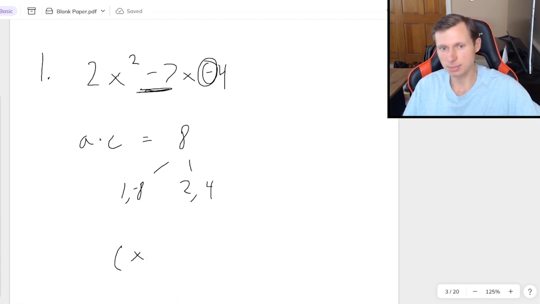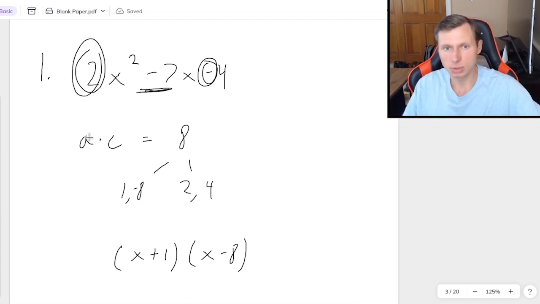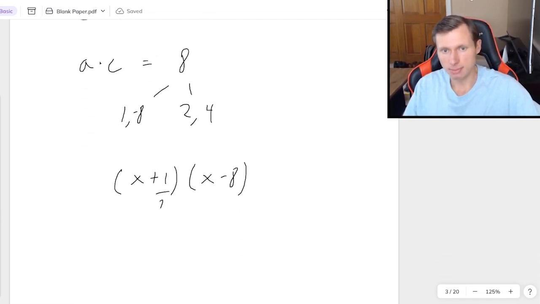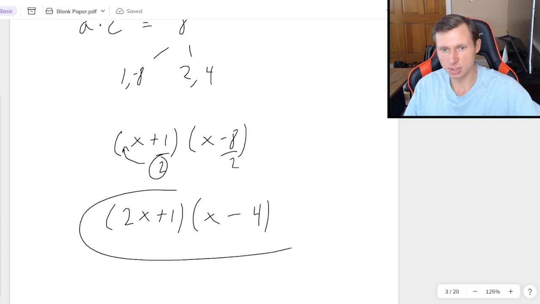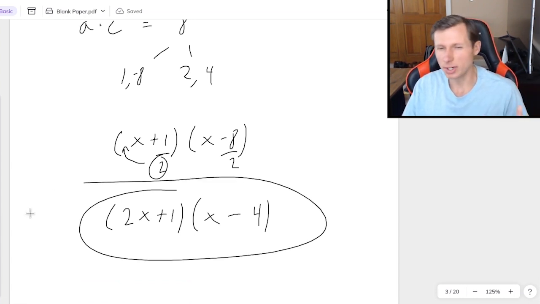So in other words, x plus 1 and x minus 8, just like that. And then finally we divide by a, which again was 2. So divide by 2 there, divide by 2 there. Since 1/2 is a fraction, move the 2 out in front to make it 2x plus 1. And then x minus 8 over 2 is 4. And there's our answer. So hopefully it's starting to make sense.